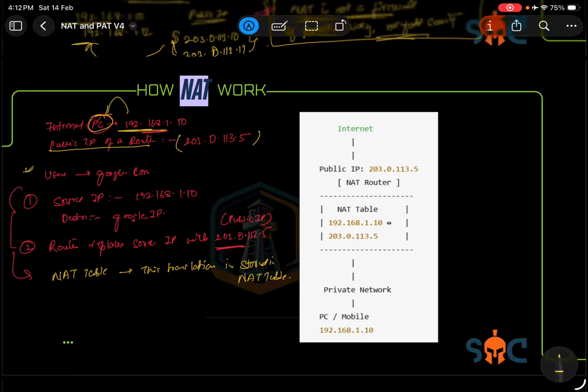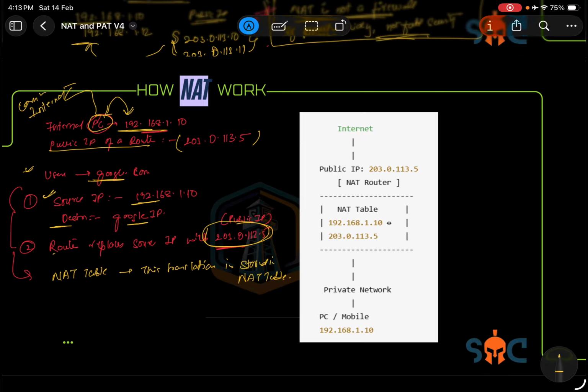So whenever you type any website, in this case google.com, the source IP is 192 and the destination is Google's IP. So what the router does is it replaces this private IP with the public IP, so that your PC can communicate over the internet. Okay, so that's how NAT actually works.